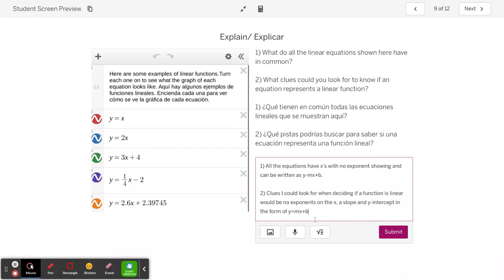Basically, equations that deal with what we worked on this year so far. On this first one, the slope would be 1 because it's 1x. The y-intercept would be 0 because there is none. Second one, slope is 2, y-intercept is 0. Third one, slope is 3, y-intercept is 4. Fourth one, slope is 1/4, y-intercept is -2. You get my drift? Yep.